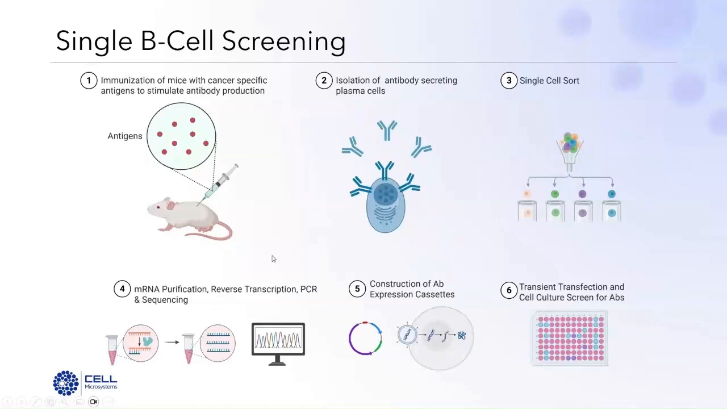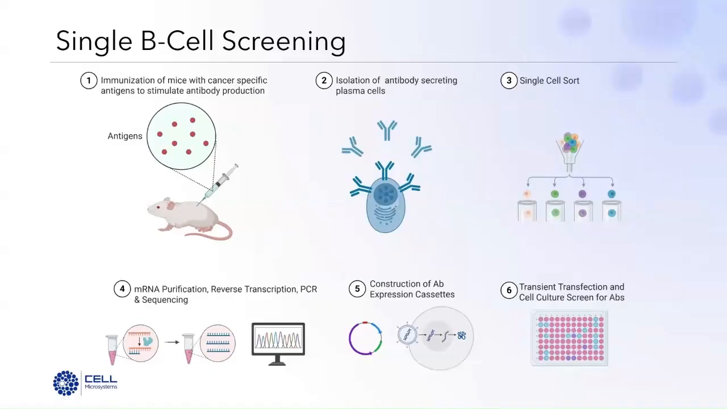You immunize your animal of choice with antigens to stimulate production. You then isolate the antibody-secreting plasma cells, but rather than doing the fusion process in a hybridoma, you then have to single-cell segregate using a sorter or limiting dilution in order to enrich for those B cells. In this workflow, each individual well gets a single cell. At that point, you then have to undergo RNA purification, reverse transcription, and then PCR and sequencing.